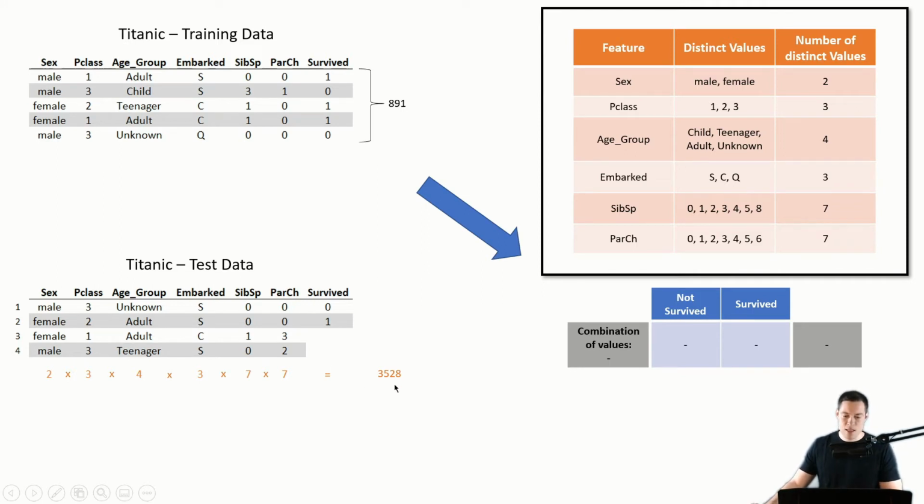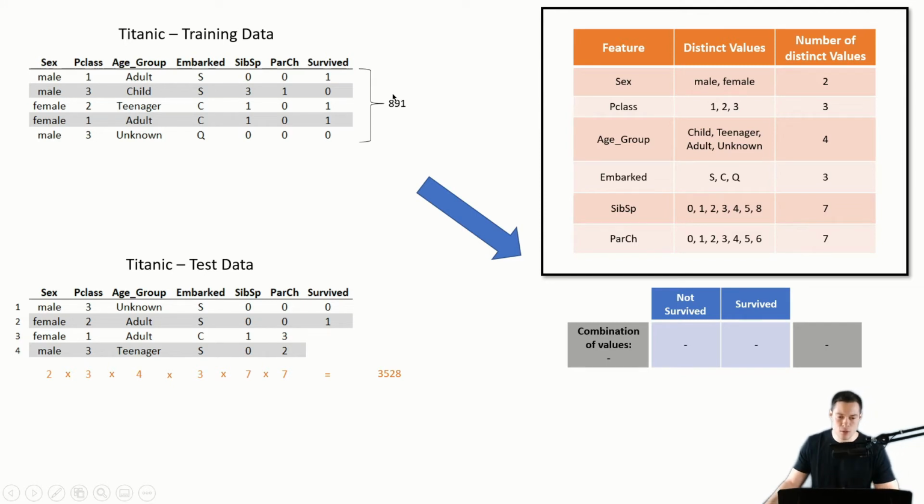And this is exactly where the problem lies, namely the number of total possible combinations is much bigger than the number of examples that we actually have in our training data. So therefore it's obviously the case that there will be a lot of combinations for which we don't have any examples in our training data.